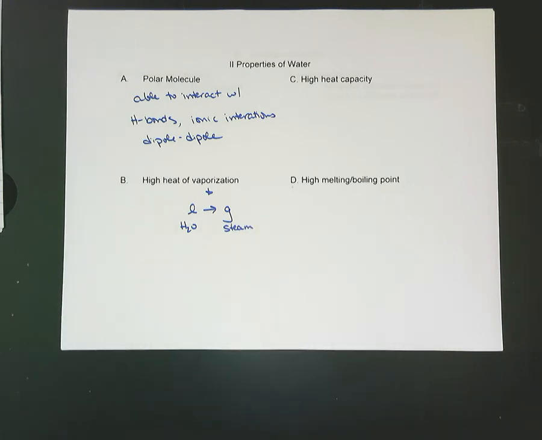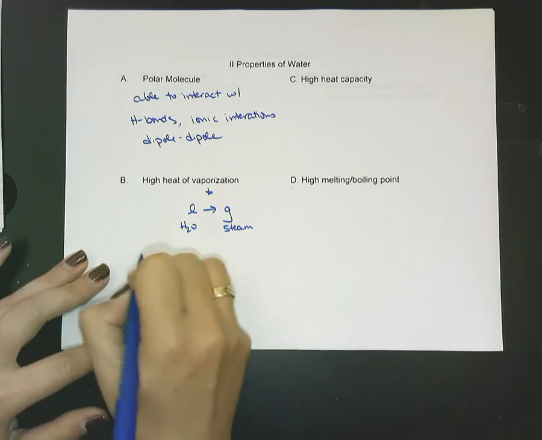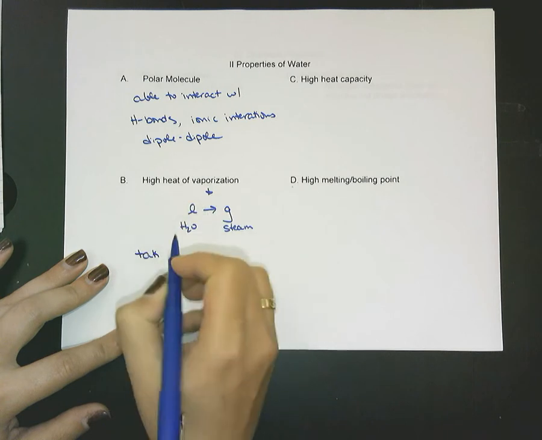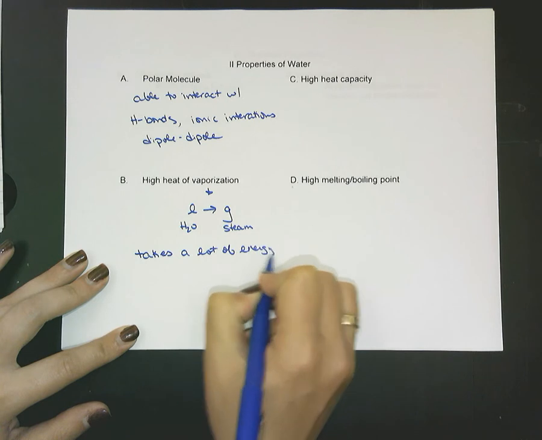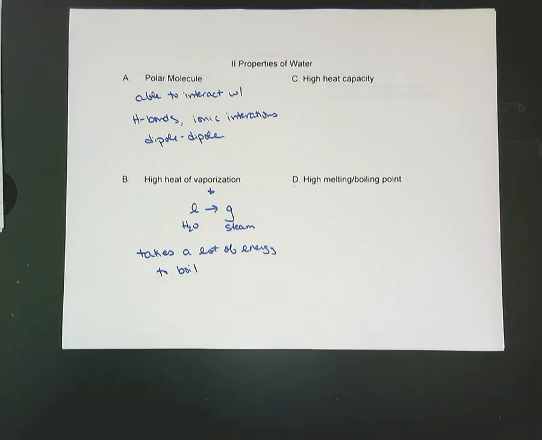Why do you think it's handy that it takes a lot of energy to boil water? Thinking of yourself as a human being outside in Georgia where it's hot. Your body's like a lot of water, so it's a good thing that your body doesn't spontaneously boil when it gets too hot. It takes a lot of energy to boil that water. So when I say high heat of vaporization, it takes a lot of energy to boil it, which is good. It means your body stays at a liquid state most of the time.